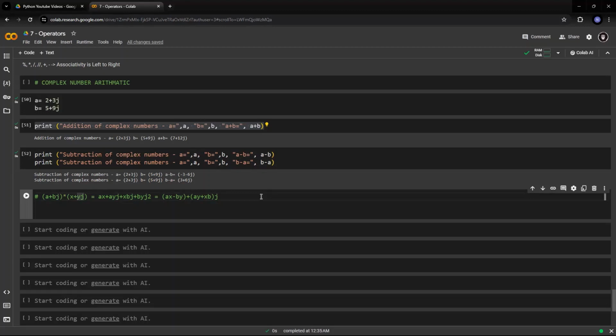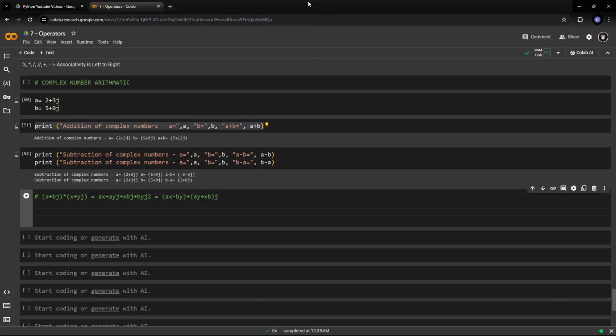And lastly, b, y, j squared. So b and y and j squared. So this is how it works. It's not bj, it should be bx. I'm very sorry. So it is x into bj, and then you have by j squared. Perfect. So this is how it takes place when you are doing a multiplication.